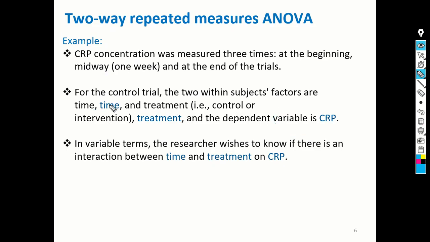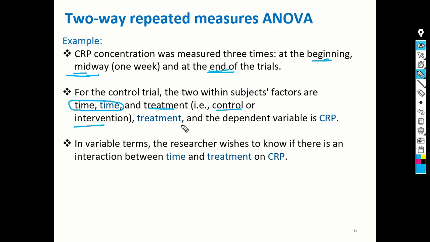So time will be grouped as the beginning, the midway, and the end of the trial. So 3 time points. The time is categorized into 3 categories: at the beginning of the control period, at the midway of the control period, and at the end of the control period. During the intervention, at the beginning, at the midway, and at the end of the intervention. So time has 3 categories. But the treatment only has 2 categories, that is the control and the intervention.